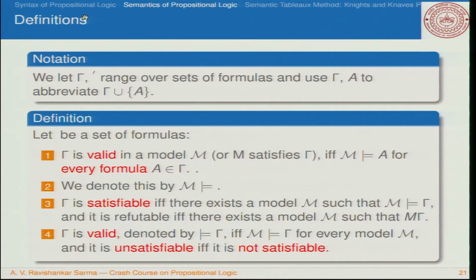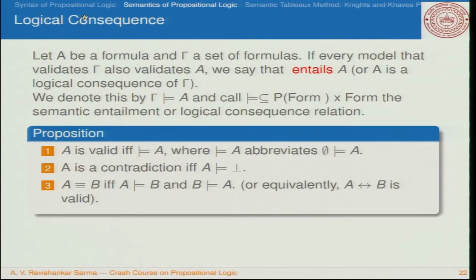So basically we are talking about three important things: logical consequence, satisfiability, tautology, etc. Now why do we stress a little bit on logical consequence? Because logical consequence occupies the central position in any logical system. So in classical logic we define logical consequence like this: if A is a formula and gamma is some set of formulas, and every model that validates gamma also validates A on the right hand side, then we say that gamma entails A, or A is a logical consequence of gamma, some set of formulas gamma.